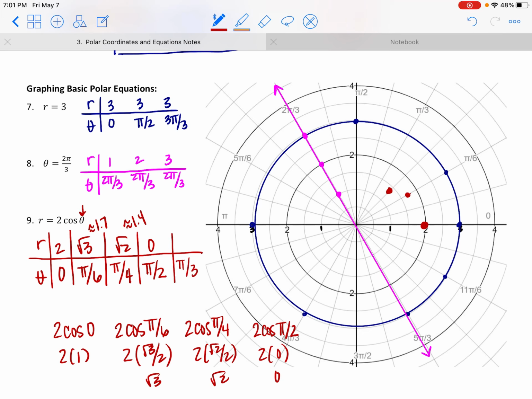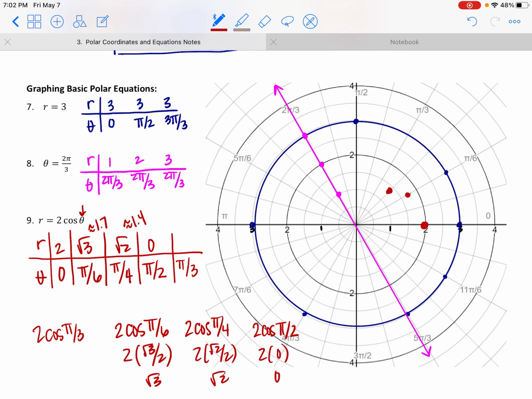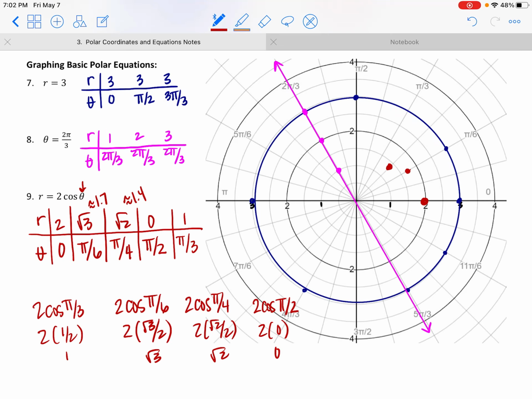Pi over 3. If I plug that in, I'm running out of space, so I'm plugging it over here. If I did 2 times the cosine of pi over 3. Well, at pi over 3, our cosine is a half. So that's not too bad to graph. Let me go back here. So this is 2 times a half, which is going to be 1. So at pi over 3, we're at 1. That's a nice point. Why would I skip that one? I don't know. And then at pi over 2, we're down to 0.